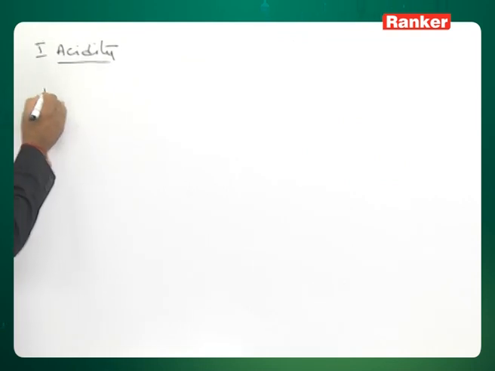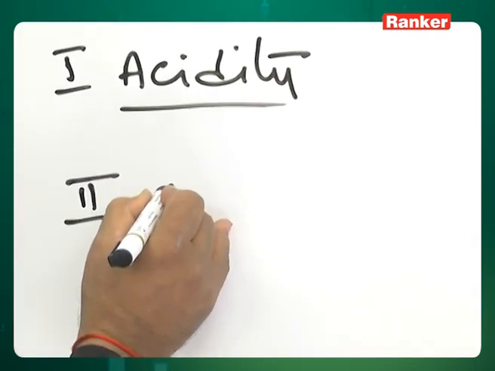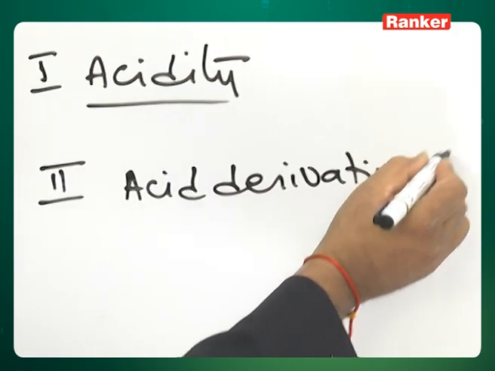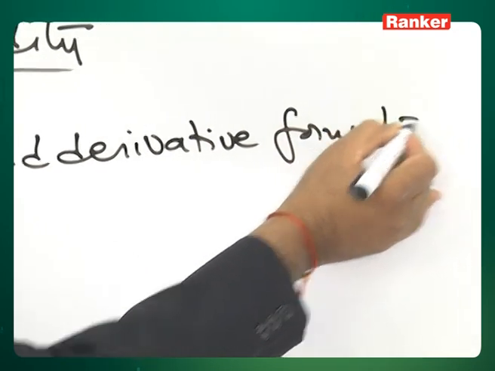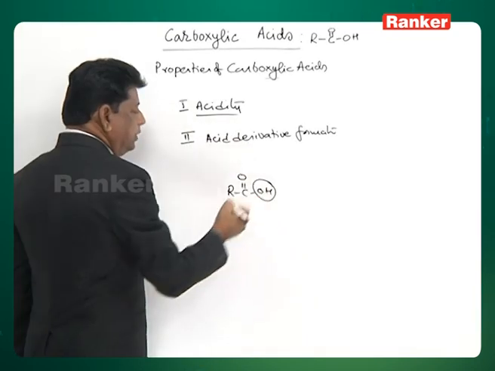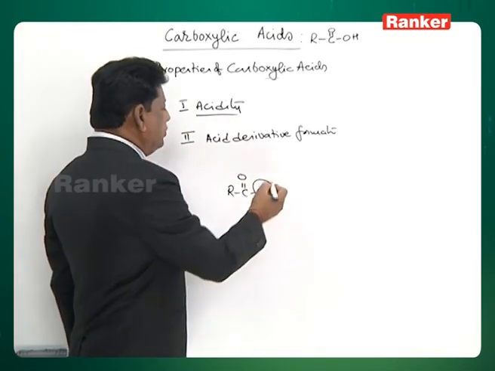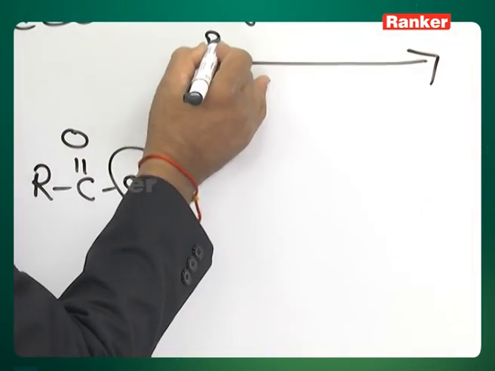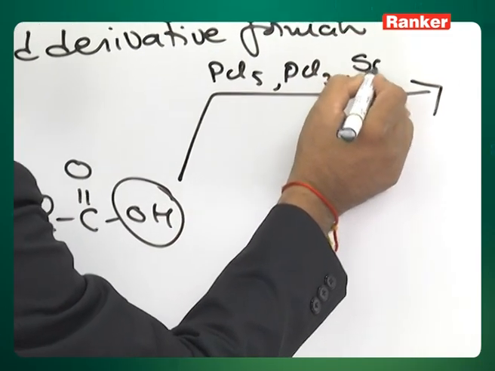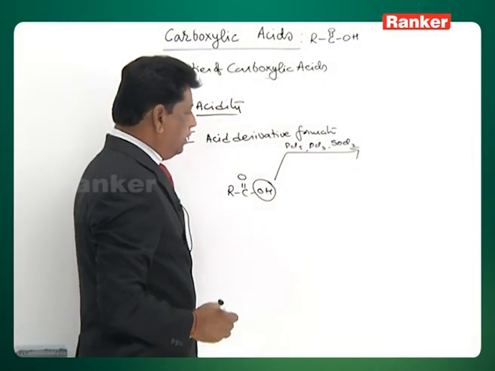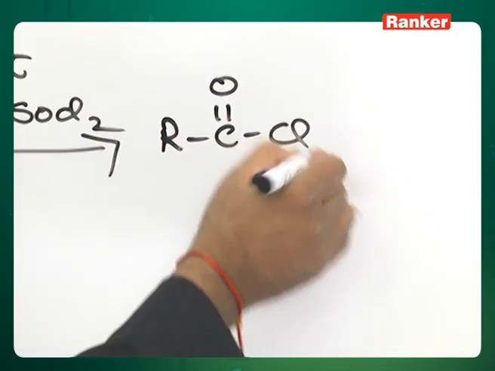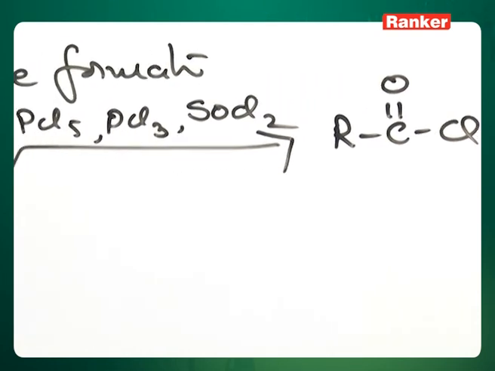So, let us go for the second reaction, that is acid derivative formation. The carboxylic acid has an OH group. This OH can be suitably substituted with several reagents like PCl5 or PCl3, or you can have SOCl2, that is called thionyl chloride. Either one, not all, can be used to convert it into the acid chlorides. Okay, suitably can be converted.